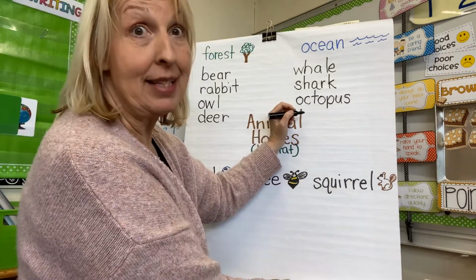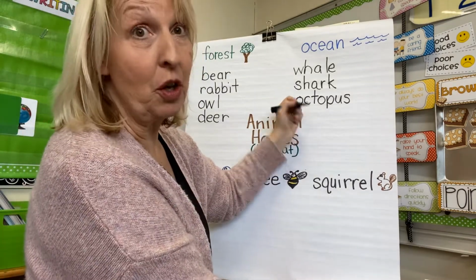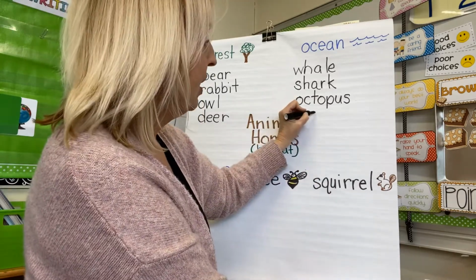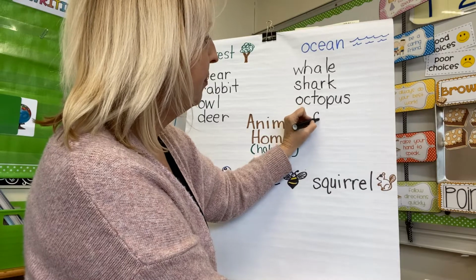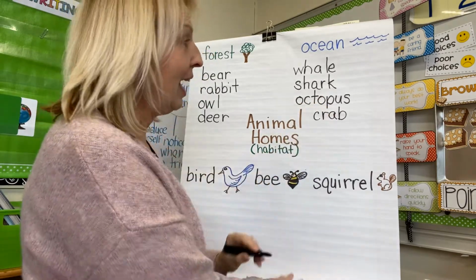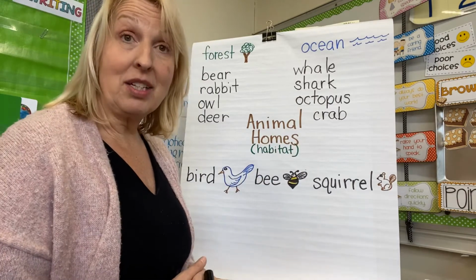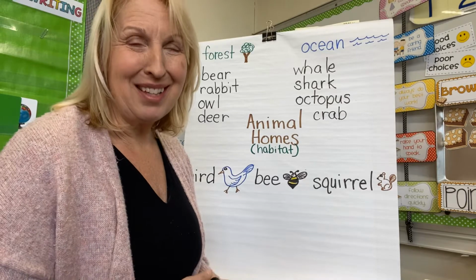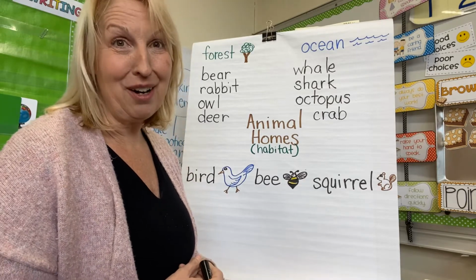They're called crustaceans because their bones are actually on the outside of their body. So I'm going to write crab. Yeah, crabs like to live in the ocean. One of my favorite stories is A House for Hermit Crab by Eric Carle.